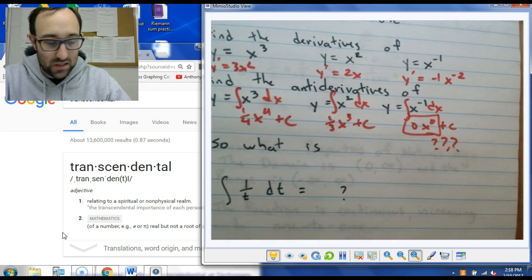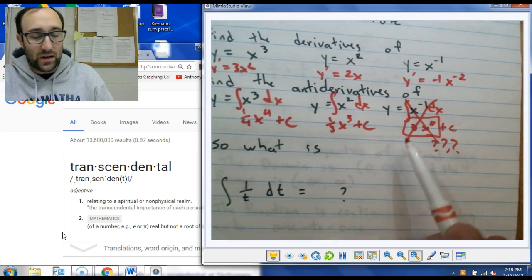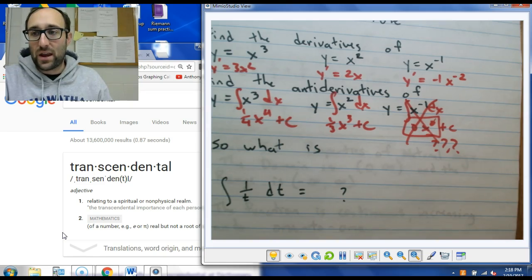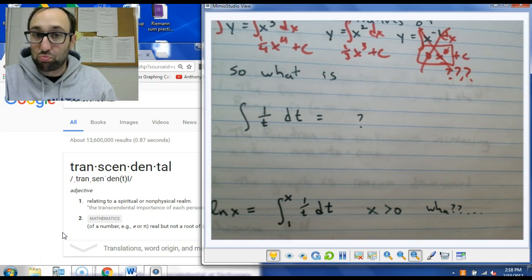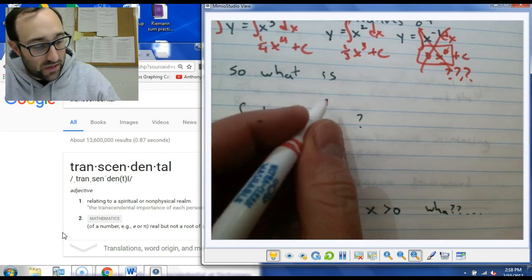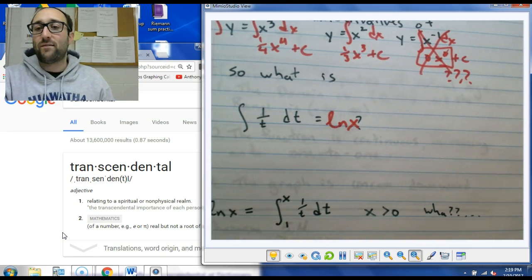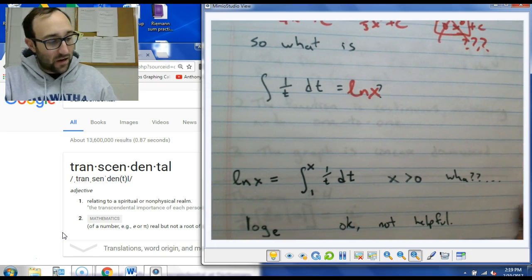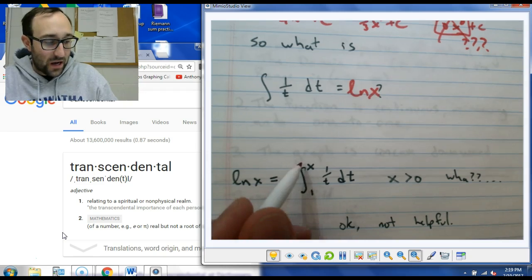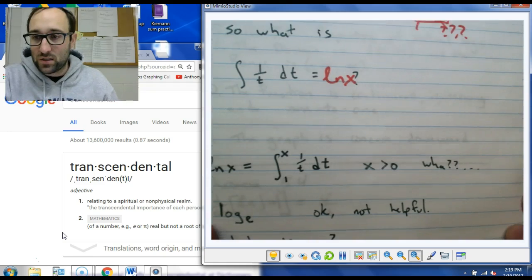We kind of have a problem, and this is the only time we said, we can't do that. That does not work. x to the negative first is the only thing that does not follow that antiderivative power rule. So, what is the integral of 1 over t dt? What is it? You will ask, and I will tell you. It is the natural log of x. So we can say this: the natural log of x equals the integral from 1 to x of 1 over t dt, where x is greater than 0.